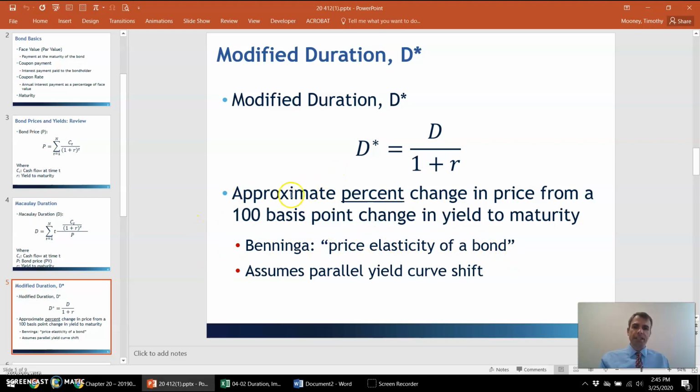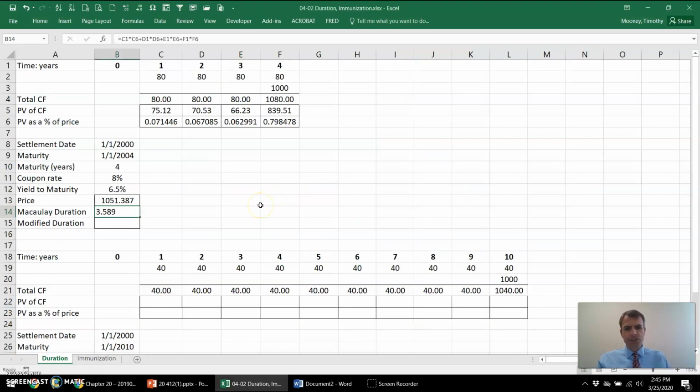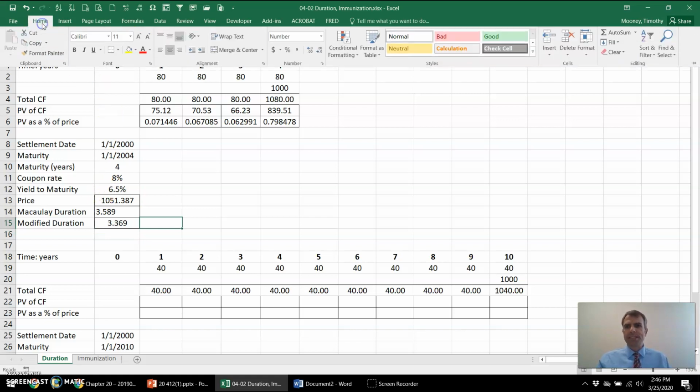But what it tells us is how much a bond's price changes as the yield to maturity, the discount rate, changes in percentage terms. So let's compute the modified duration, which is just the Macaulay duration divided by 1 plus the yield to maturity, the discount rate. And here it is right here, 3.369.